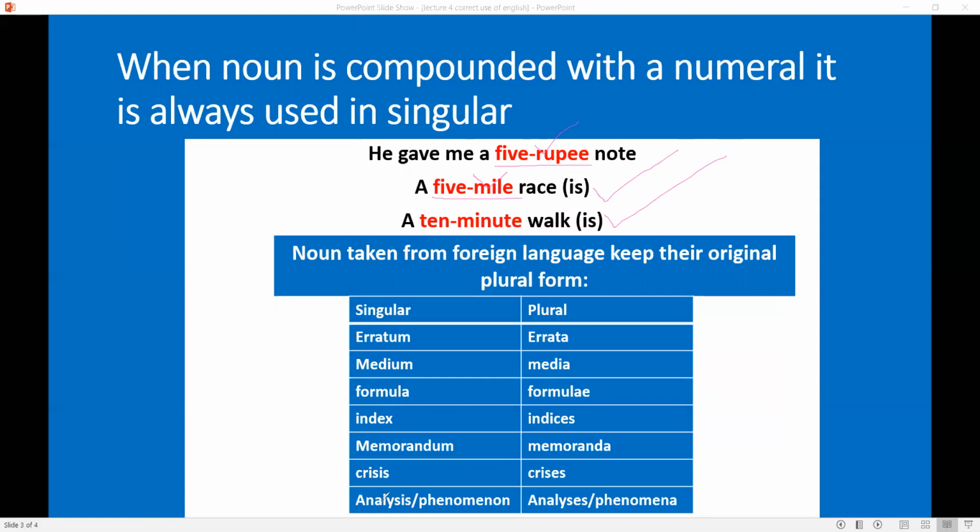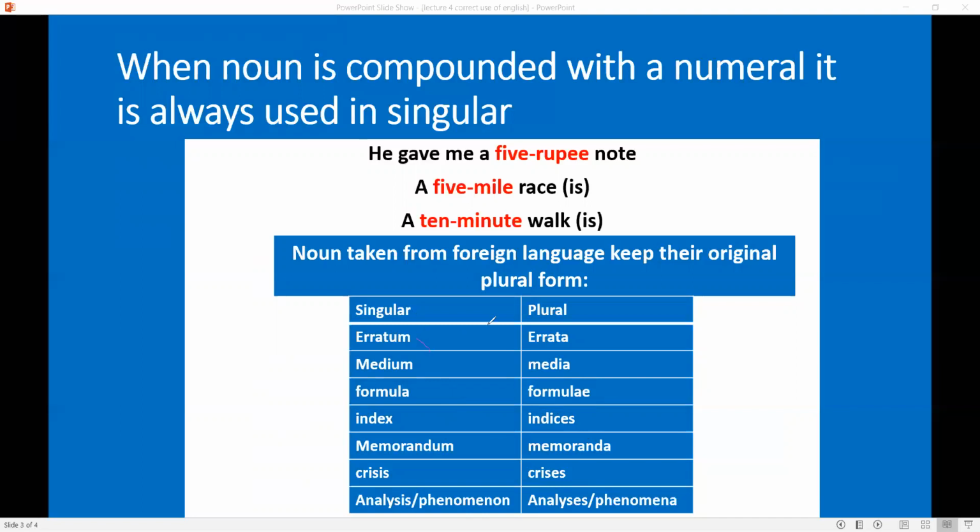Some nouns taken from a foreign language should always keep their original form, singular and plural. Erratum, errata; medium, media; formula, formulae; index, indices; memorandum, memoranda; crisis, crises; analysis, analyses; phenomenon, phenomena. So accordingly, we will use singular and plural verb with them.